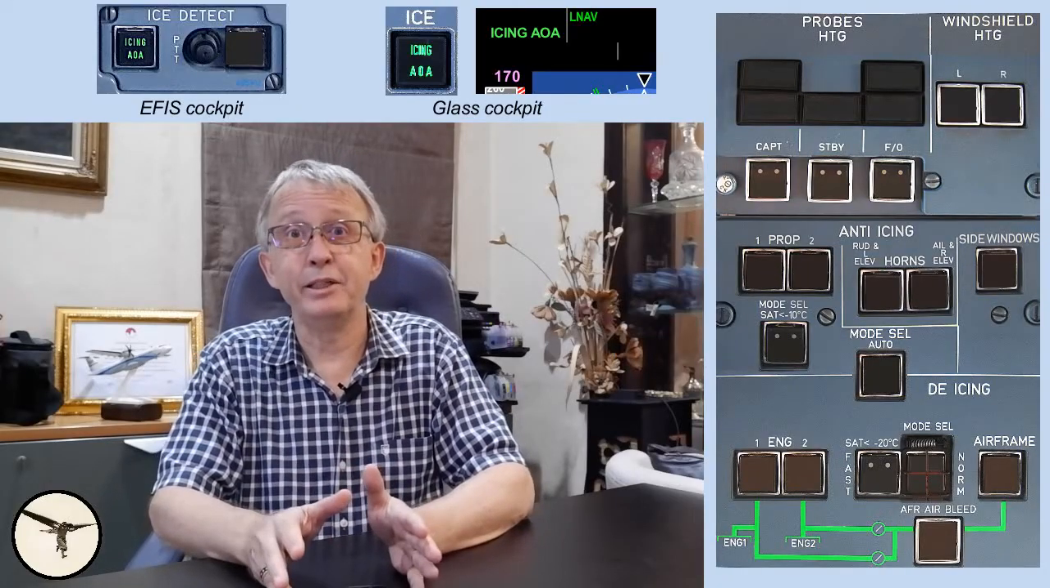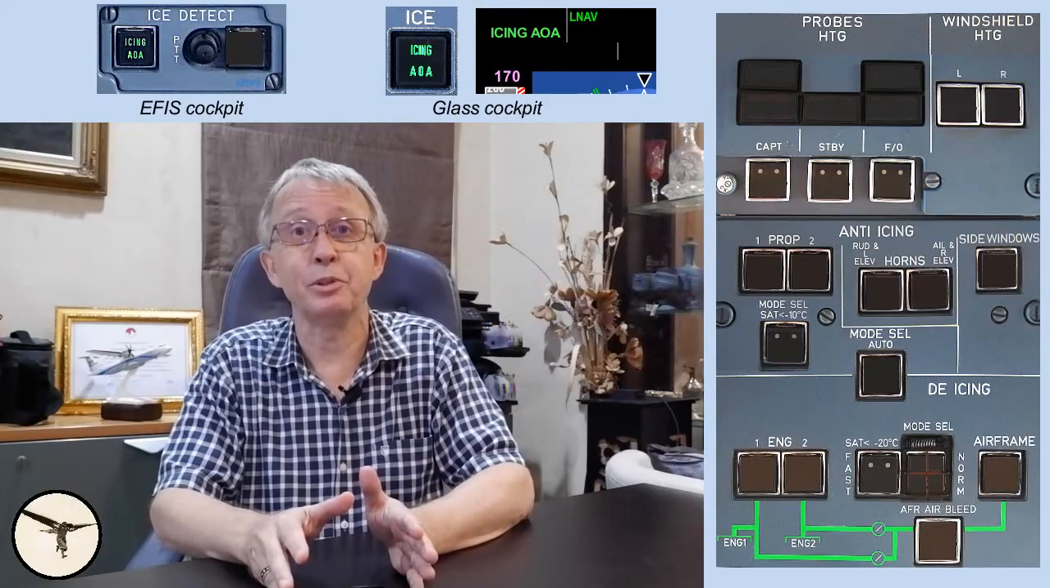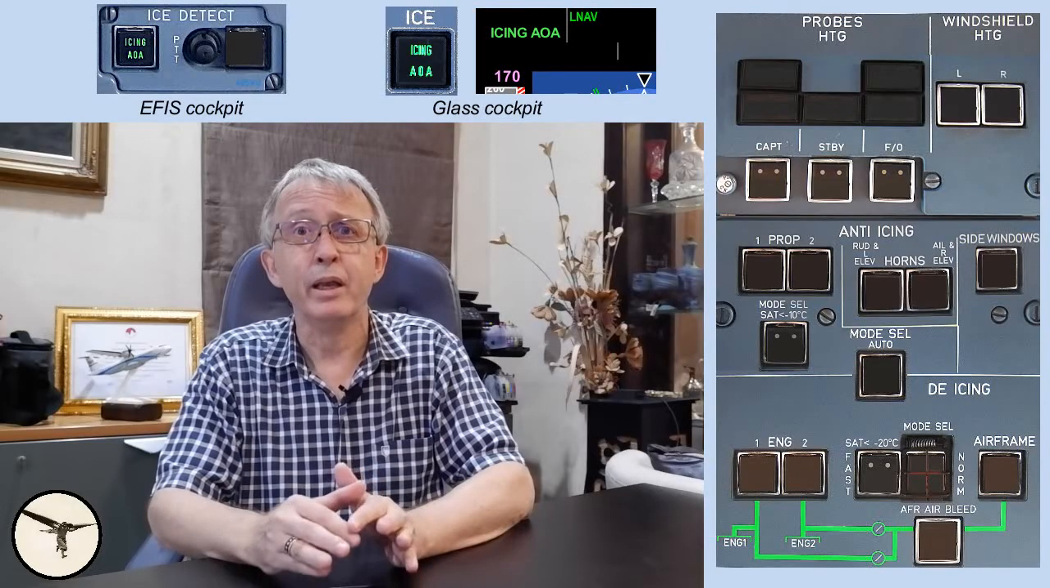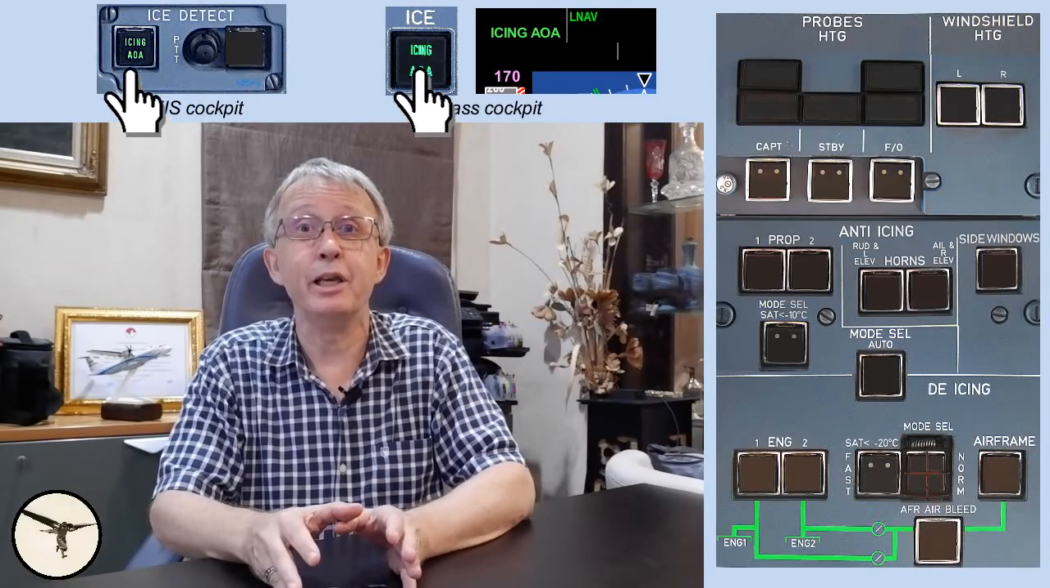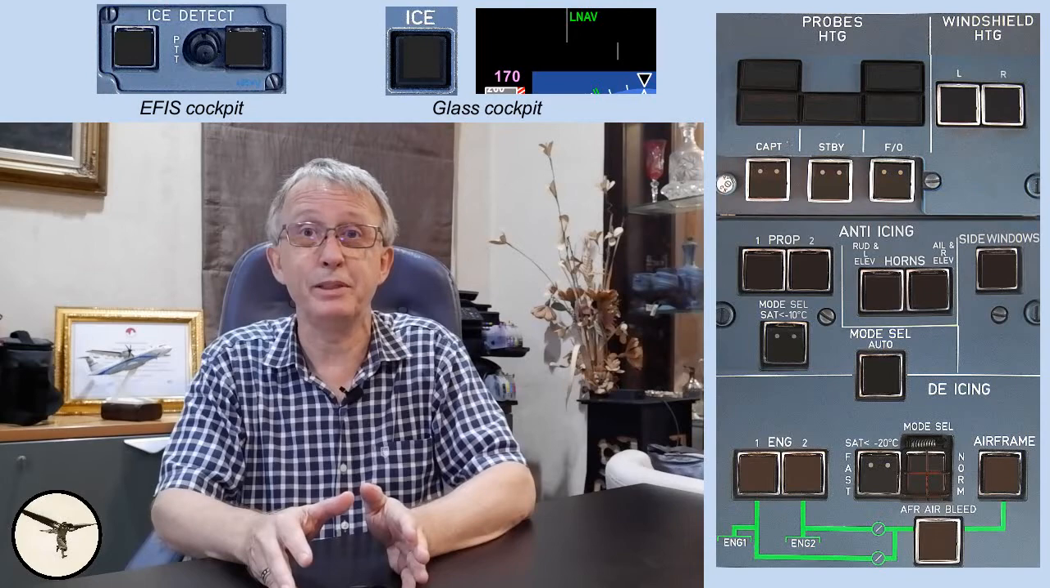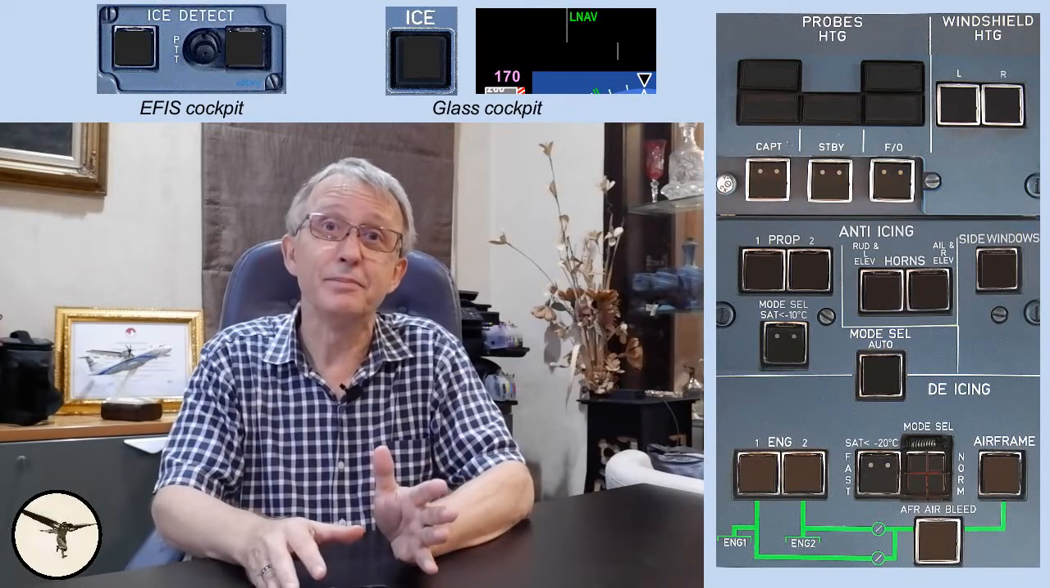The airplane can be landed with anti-icing and de-icing systems operating. And when the ice evidence probe is free from ice, we can push the icing AOA push button and resume normal speeds. That's it.